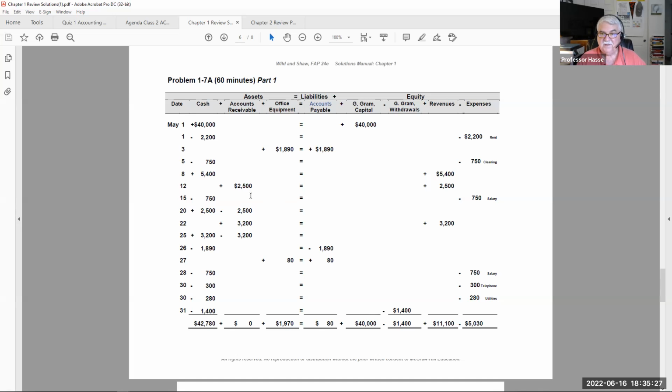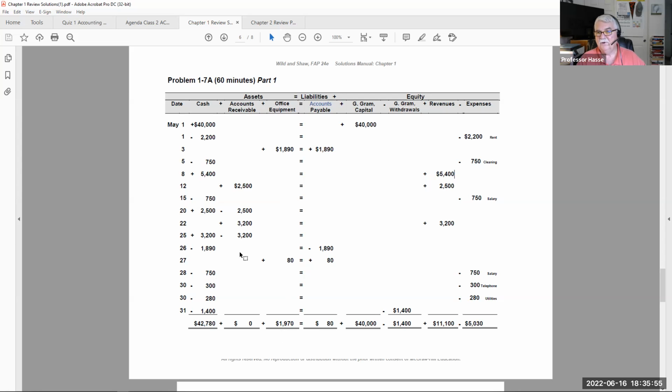All right, May 15th. The company paid $750 cash for the salary of an assistant for the first half of the month. So now they're paying payroll. $750 going out, called salary expense. And so on through the rest of the month.